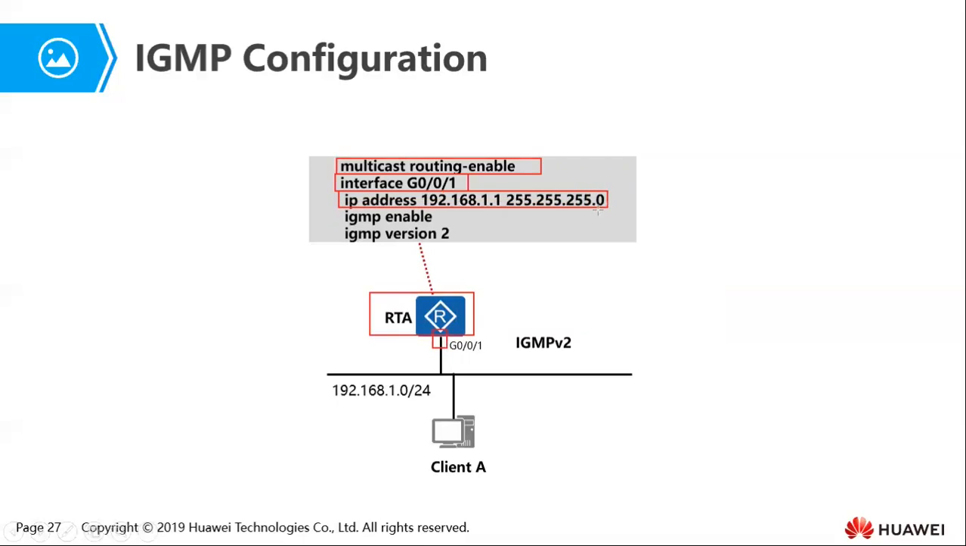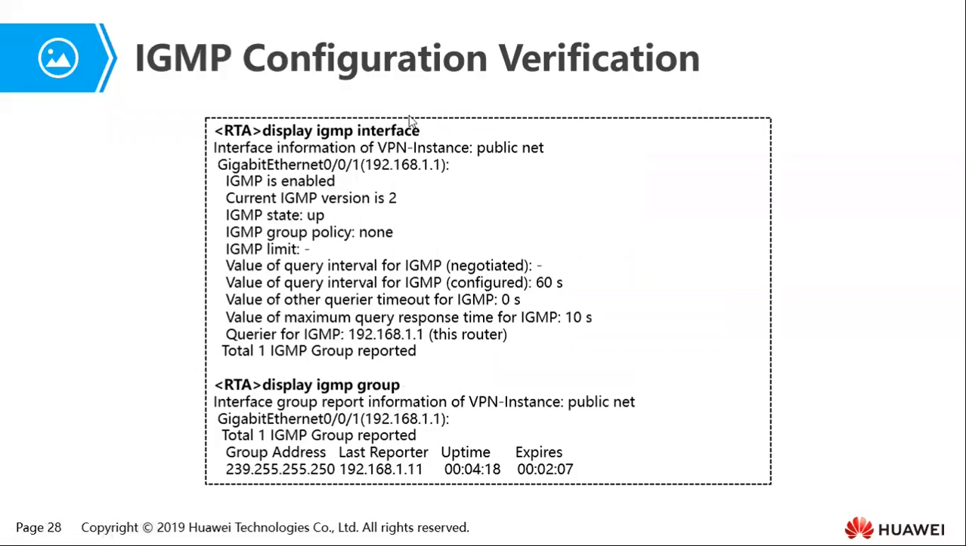So you have to configure it with an IP address. Then you also have to enable IGMP on that interface, and you select a specific version of IGMP. So for example, IGMP version 2, like that. So once you've done that, you can always do display igmp interface, and you'll be able to see the interface and the version, for example, the state, and so on and so forth.